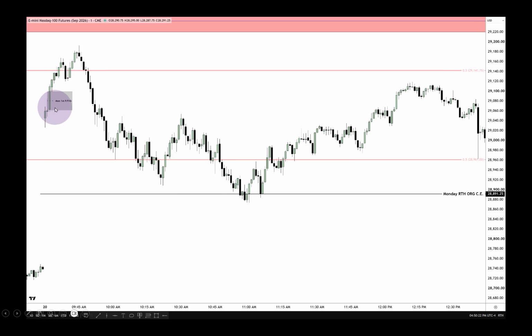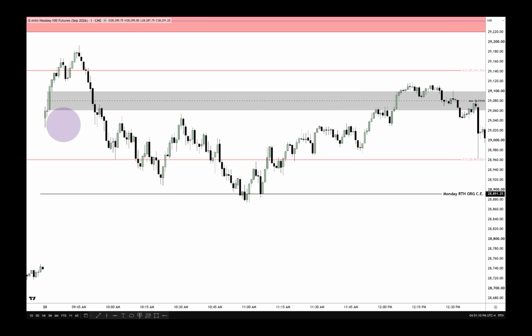wick low. This is Monday's first presented fair value gap. Monday's first presented fair value gap is crucial information. You want to carry it through the entirety of the week, and you would just extend it out on the settings, just extend to the right. You can see how it's being utilized here. Coloring outside the lines is okay.